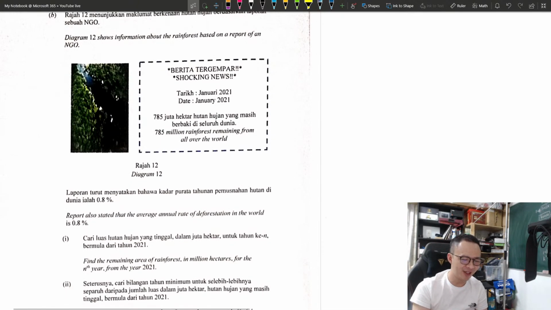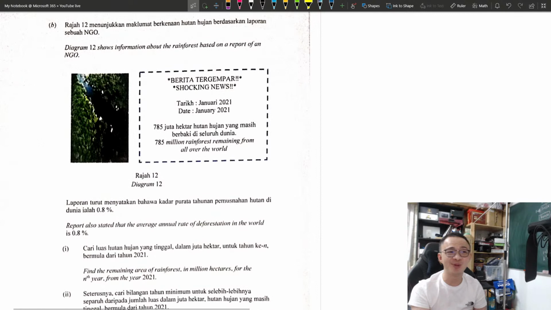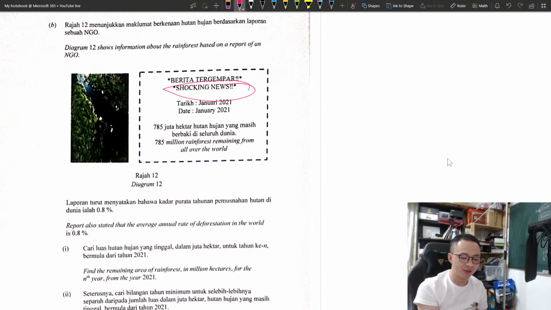Okay, so we have some notice here, I think some news here. So diagram 12, in case some students want to read Malay. Diagram 12 actually shows the information about rainforest based on the report of an NGO. It doesn't say which NGO. And then we have some shocking news, which is in January of 2021.